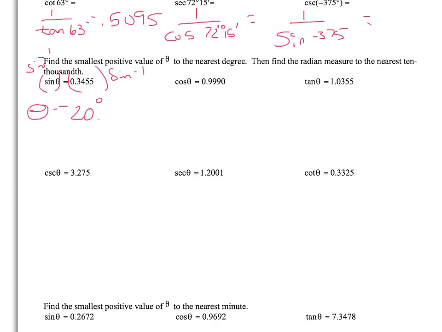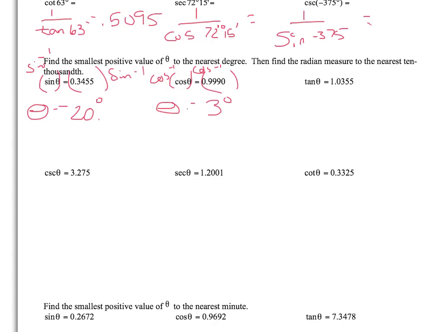For cosine, you're going to do inverse cos. So cos negative 1. So you're going to do second cos of 0.9990. And you get 3. I'm going to leave the tangent for you. Just take inverse tan of the other side.